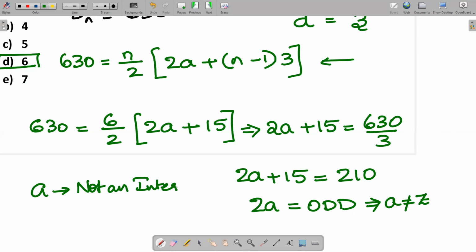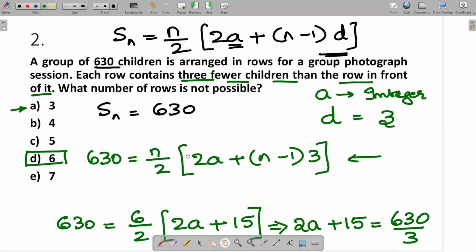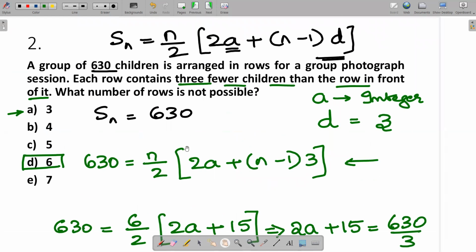It is not possible, because the number of children, the number of students under consideration, should always be an integer. And we can see that when n is equal to 6, that condition is getting violated. All right. So from this, I can conclude that the number of rows that is not possible is 6, option D. That will be the final answer for this question.